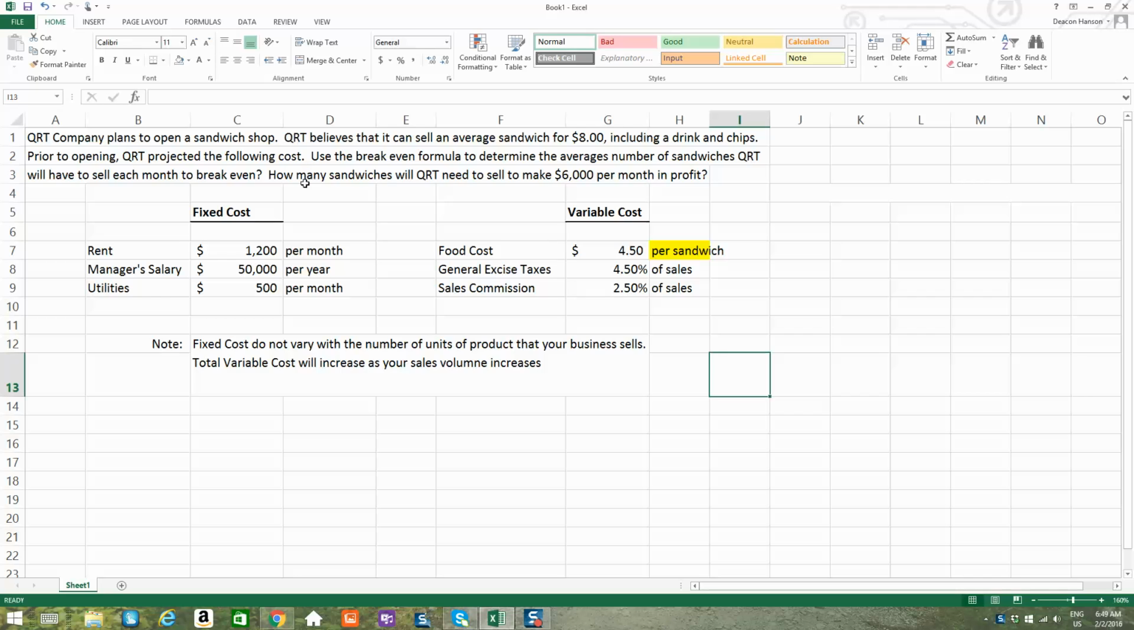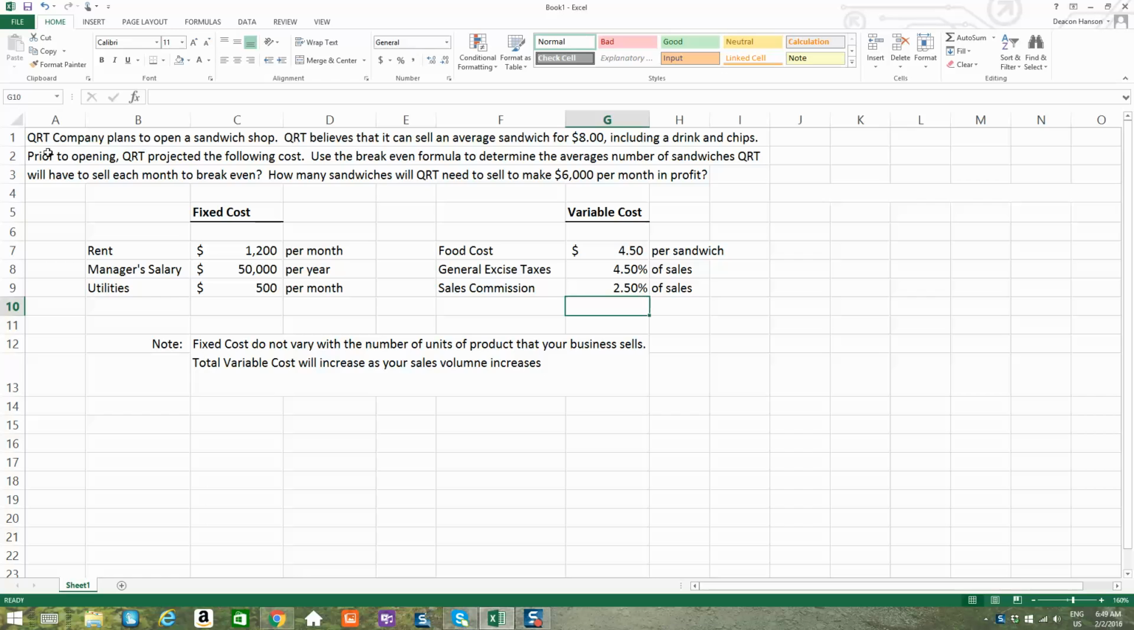So what this is asking us to do is use the break-even formula to determine the average, and I made a typo here, the average number of sandwiches QRT will have to sell each month to break even. That's the first part. And then how many sandwiches will QRT need to sell to make $6,000 per month?